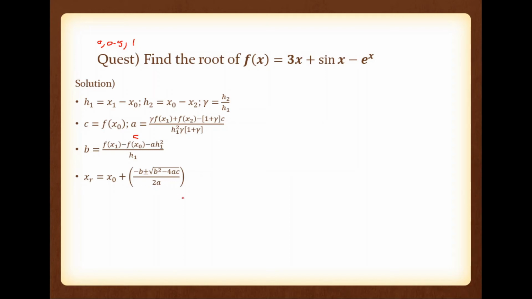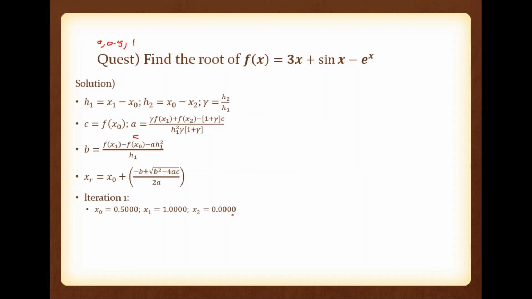Now we are going to start our iteration. Iteration number 1. First the initial conditions of this iteration. x0 is the middle point, that is 0.5. We are using 4 significant digits. Then x1 is 1.0000. x2 equal to 0.0000. So these are the initial conditions.